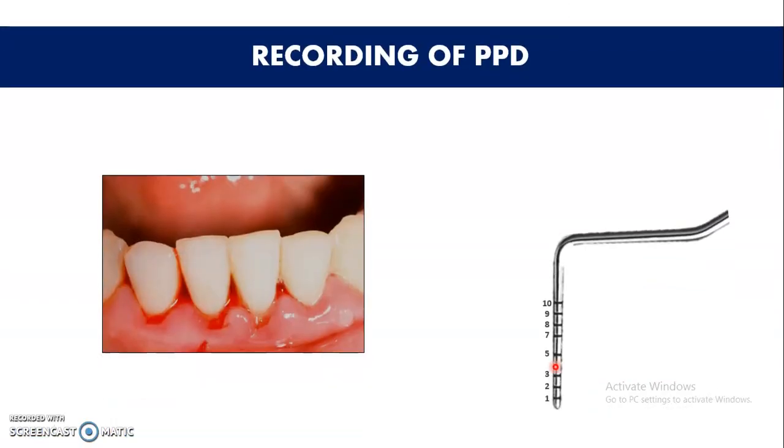Let's take a look at another example. Here when the probe is inserted, the entire first band is in the pocket. The second band is visible. Hence, the marking below the second band, which is the fifth marking, is at the margin. So the fifth marking lies against the margin, and hence, PPD is 5 mm.